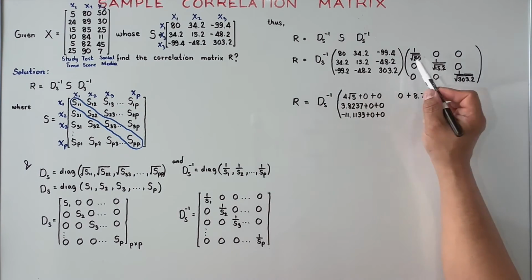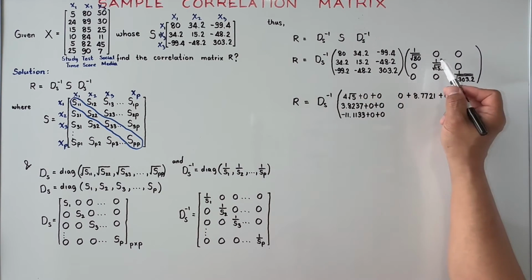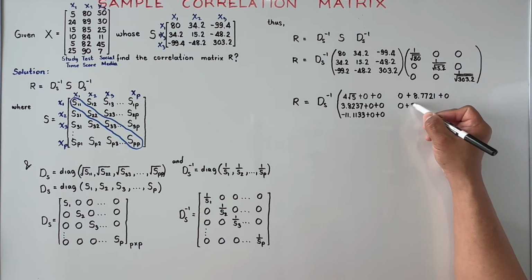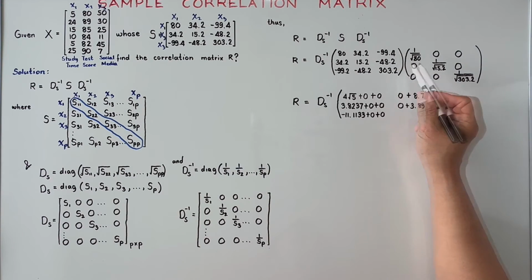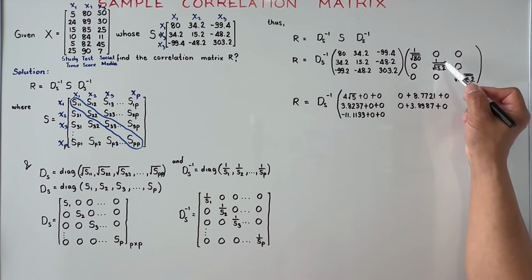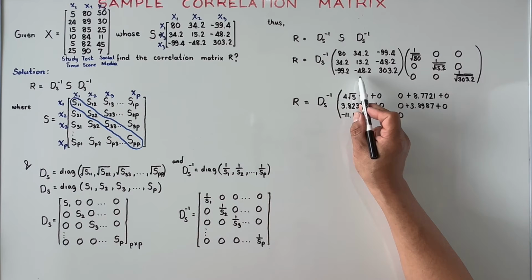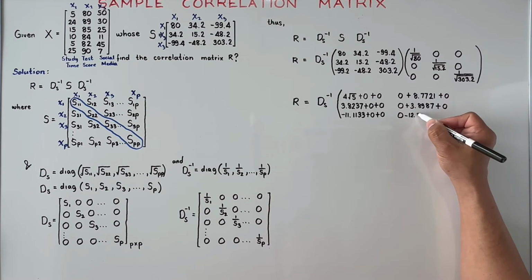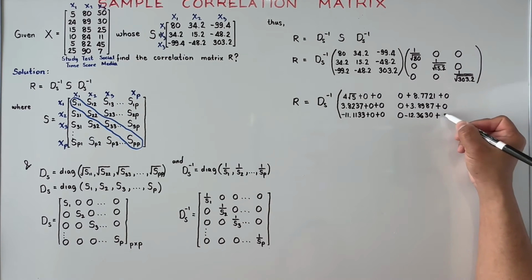Also, we multiply the second row by the second column. So 34.2 times 0, that's 0. But 15.2 times 1 over the square root of 15.2, the product is equal to 3.8987. But the product of negative 48.2 times 0, that's 0. Then we multiply the third row by the second column. So negative 99.2 times 0, that's 0. Negative 48.2 times 1 over the square root of 15.2, we have minus 12.3630. And then 303.2 times 0, that's 0.